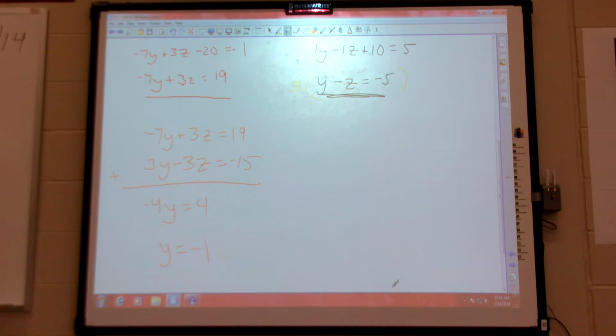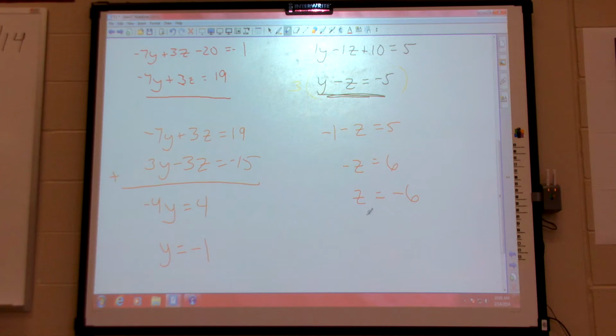Now, remember once you have one of the variables from your elimination problem, you have to go back to one of your originals. Let's do it here. I have negative 1 minus Z equals negative 5. Add 1. Divide by negative. Right? I add 1 to both sides. If you're an arrow diagram person, you can arrow diagram. Okay? You with me so far?